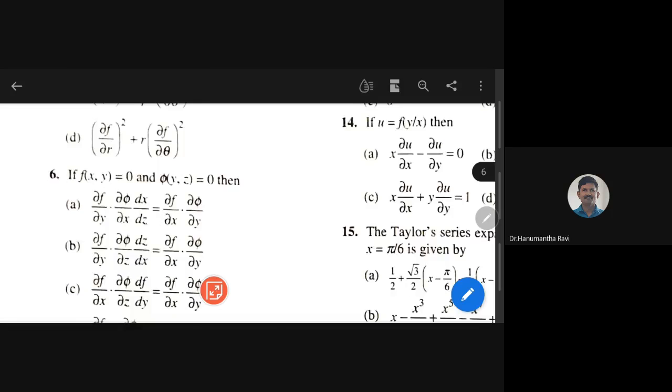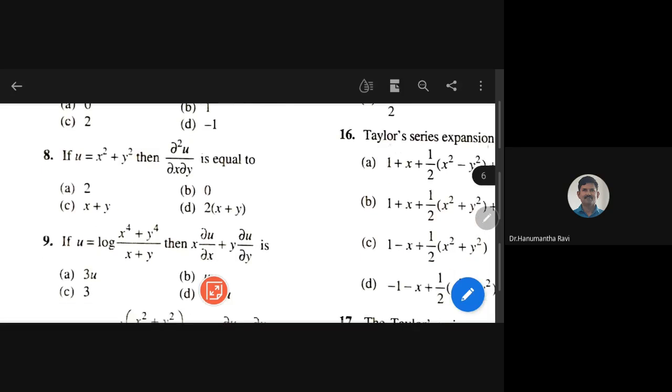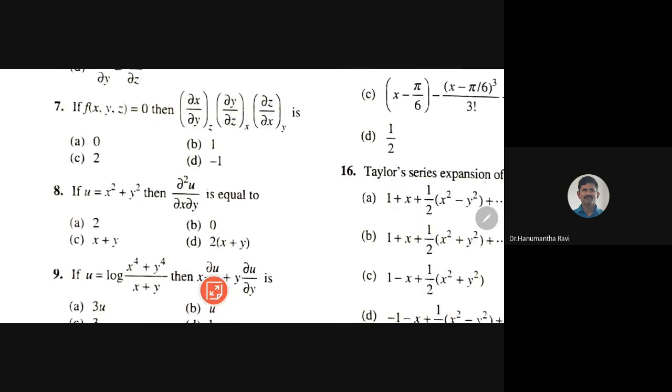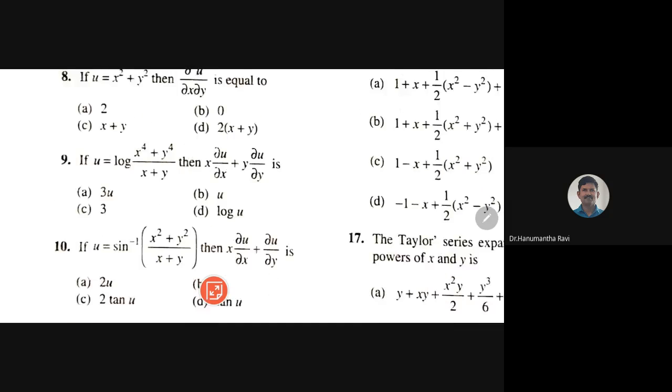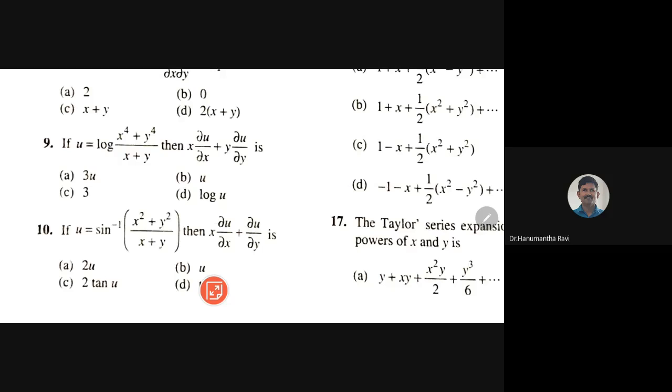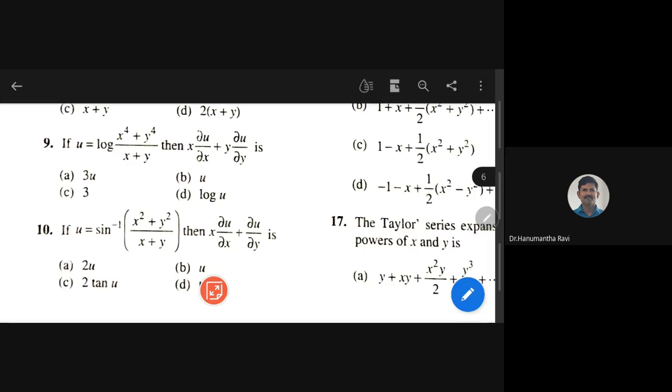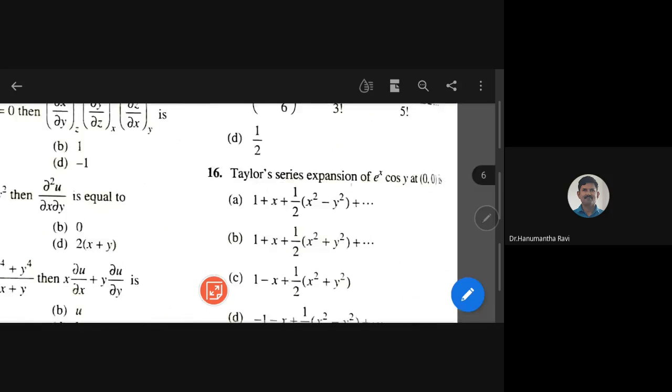So if you look at it, we just now discussed this question. The ninth question, sorry, not eighth, ninth question. So the answer is C here. In a similar way, we can find the 10th question also, because you can easily see that sine inverse of (x square plus y square) by (x plus y) is not homogeneous. On the other hand, (x square plus y square) by (x plus y) is homogeneous of degree 1. So by treating (x square plus y square) by (x plus y) as v, you can get the answer. So that is the 10th question.